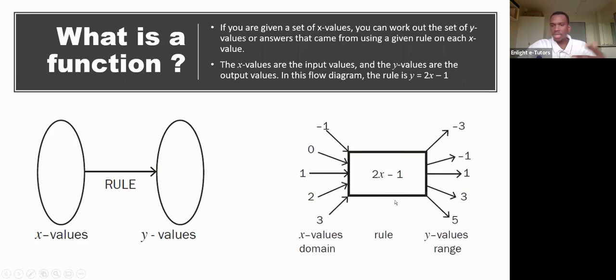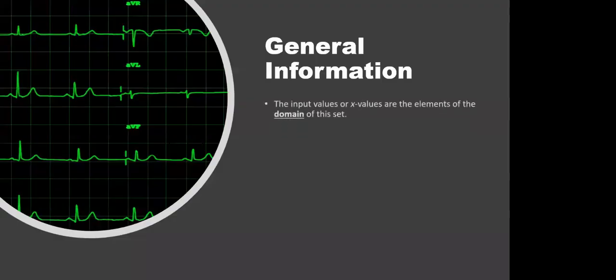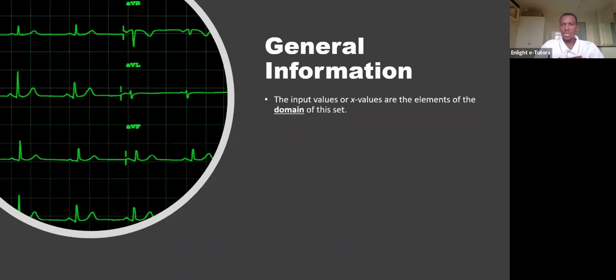And this diagram also makes it easier. If you take -1 and put it here, you're going to get -3. These ones are the X values, all of them, and these ones on the side are the Y values. And this is just the rule, which means it's the equation in a way. You understand? Yes.